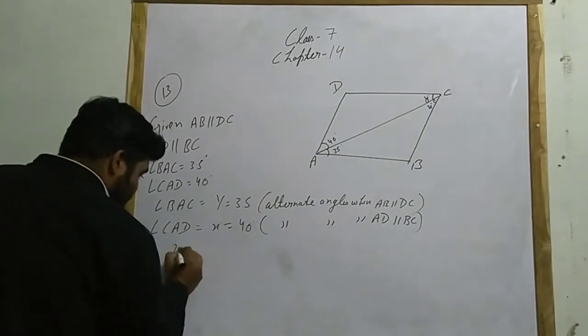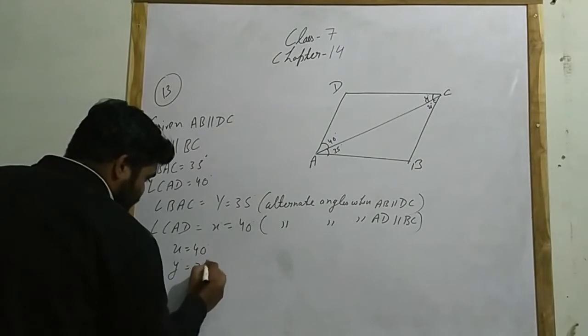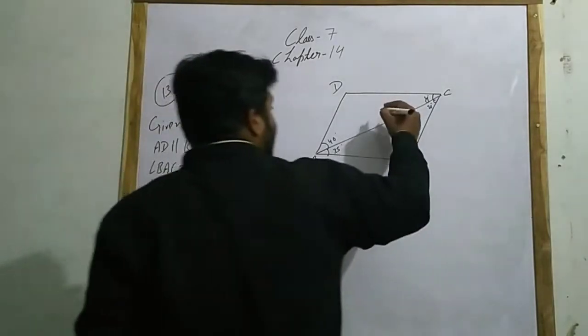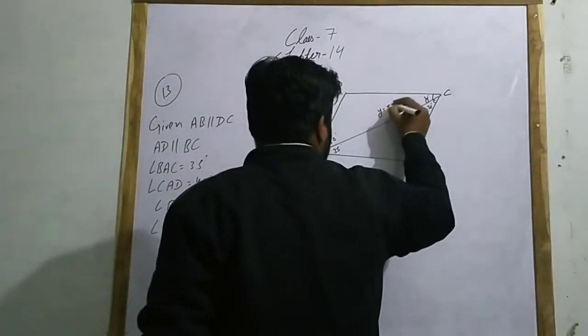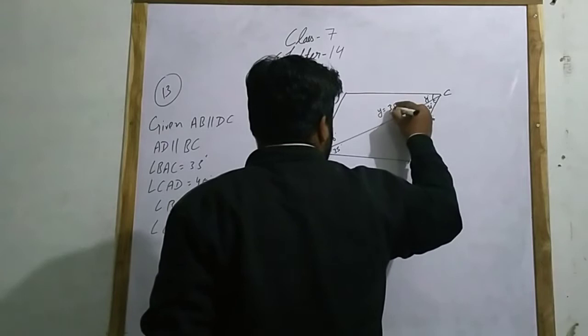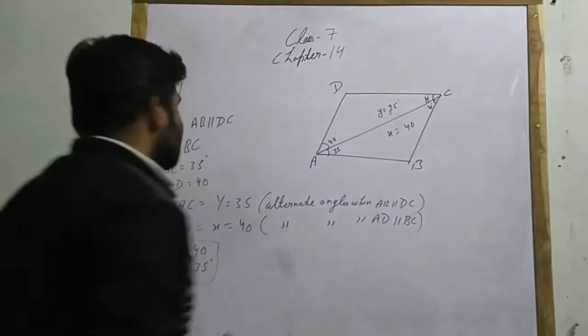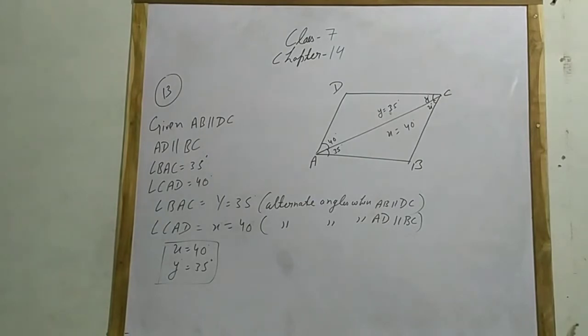So x equals 40 degrees and y equals 35 degrees. This is your answer. You have to find the value of x and y: y equals 35 degrees and x equals 40 degrees. This is the answer of question number 13.